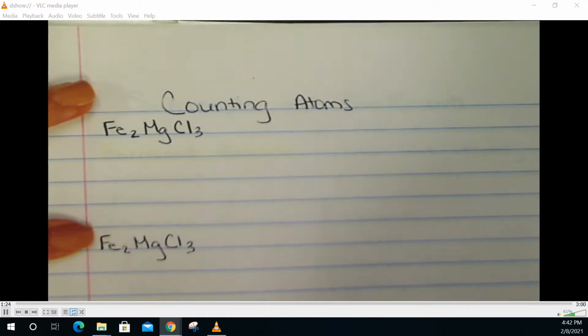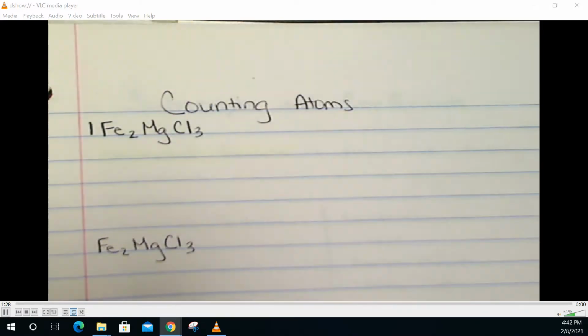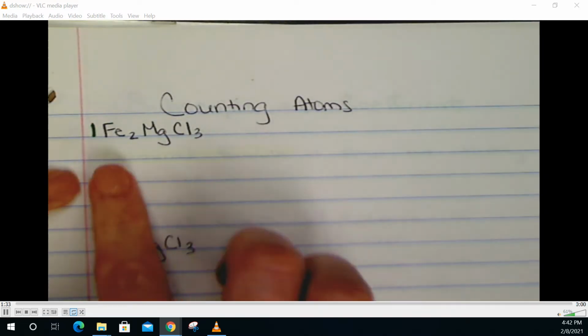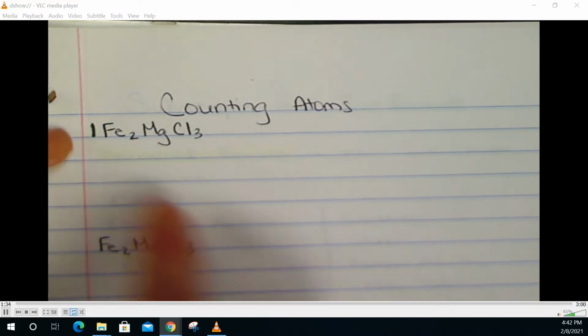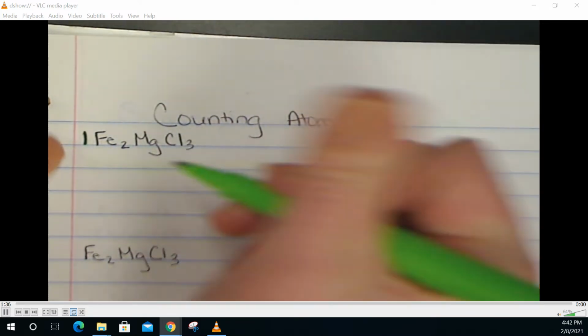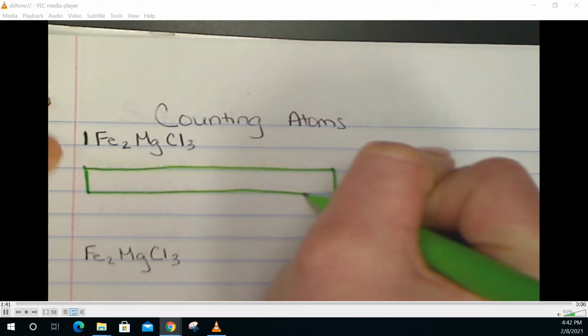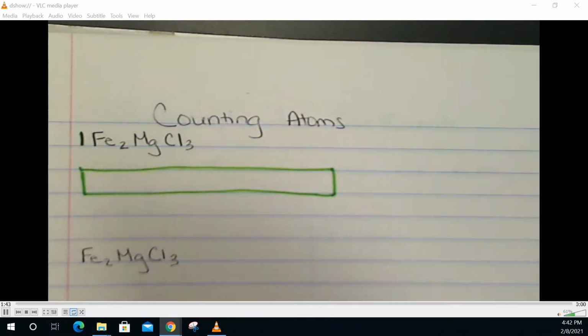So the first method is the drawing method. And so what we need to realize, notice how I put a 1 at the beginning. So that lets us know whenever there's no big number in the front that we have one molecule. So I'm just going to draw out this long block. And then from there, I'm just going to kind of break it down.